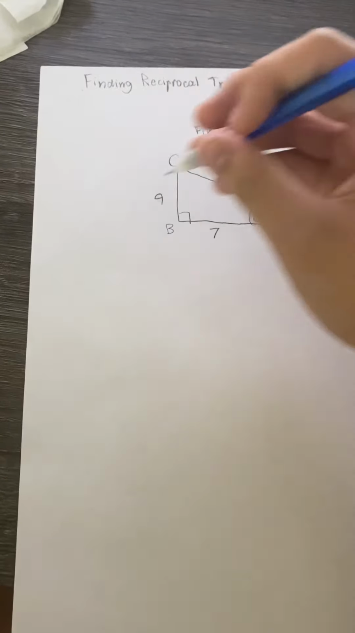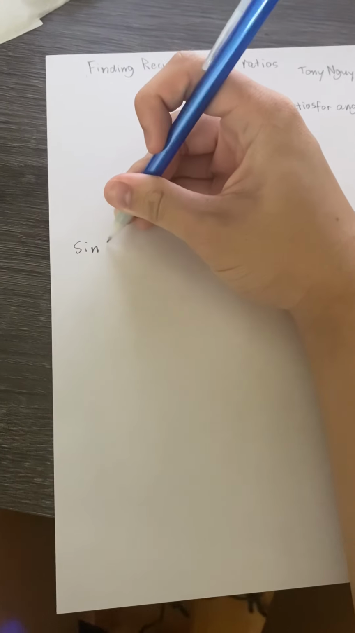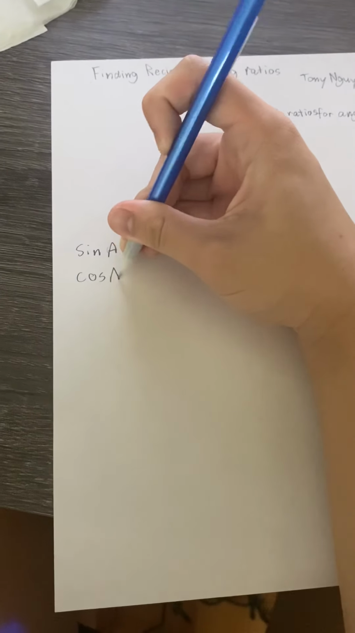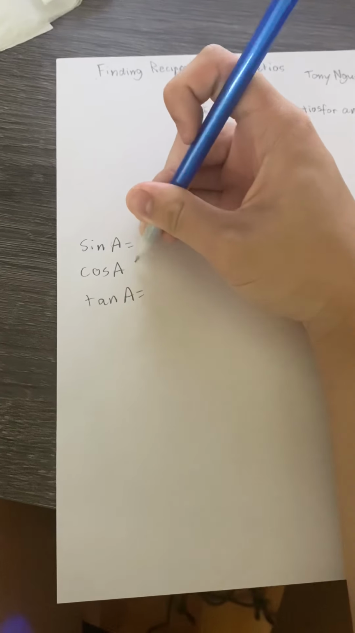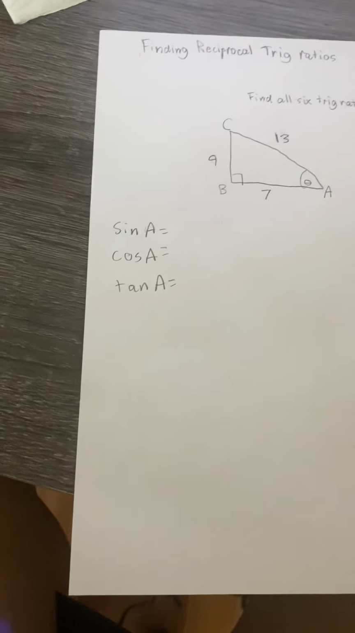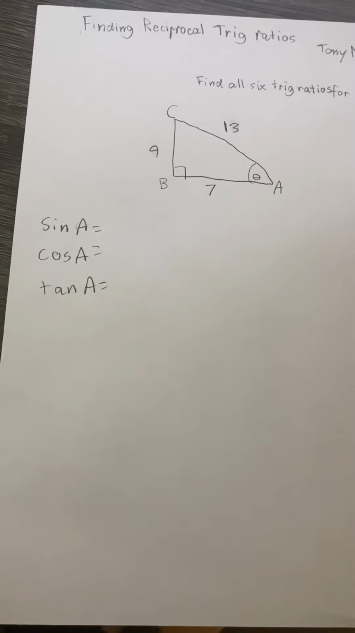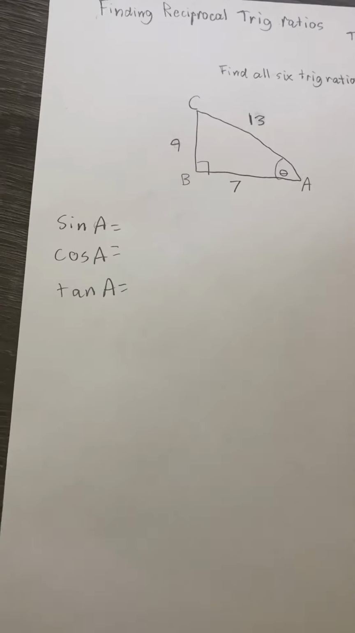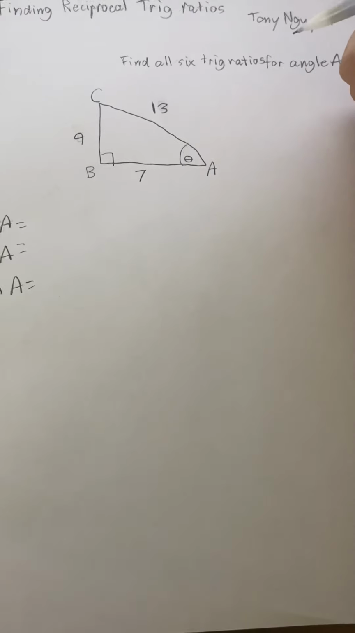So first of all, we got to know about the three basic trig ratios, which are sine, cosine, and tangent. If you want to know how to find them, first we have to find the hypotenuse, adjacent and the opposite sides of the triangle. We want to find the trig ratios for angle A.